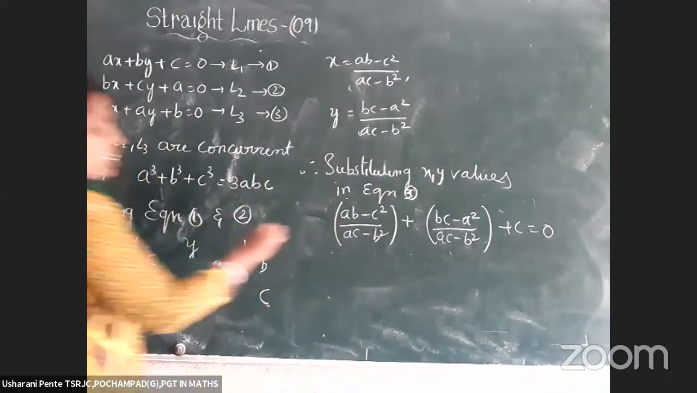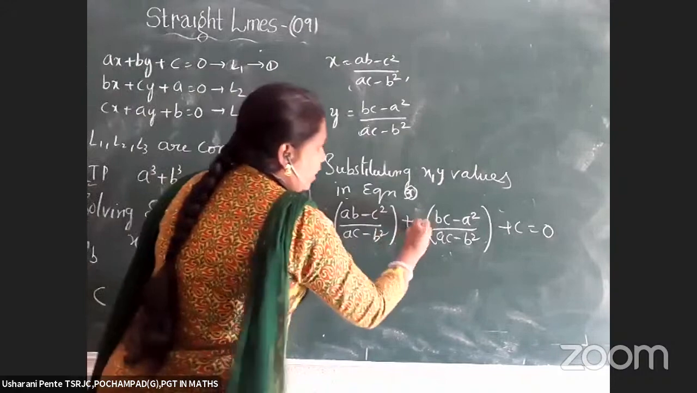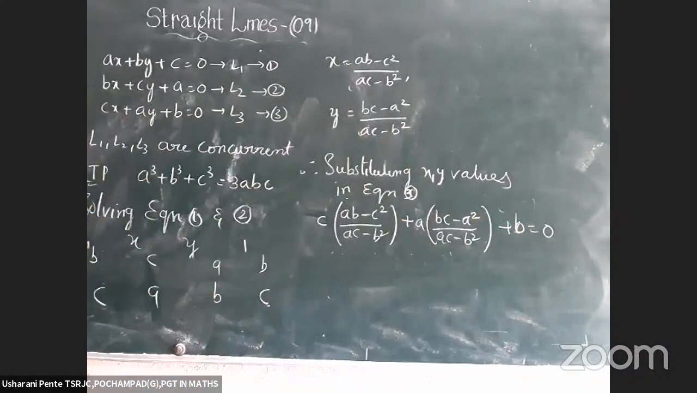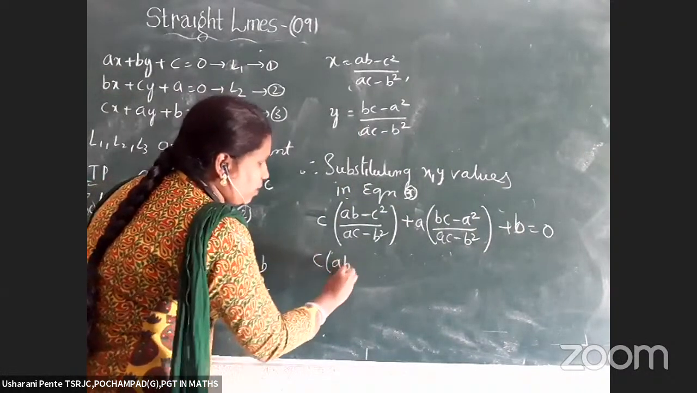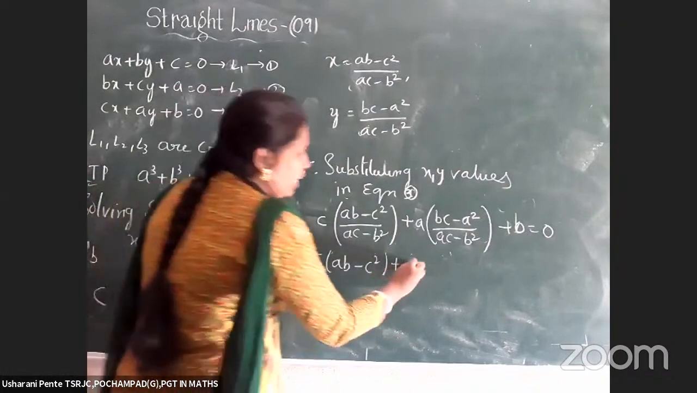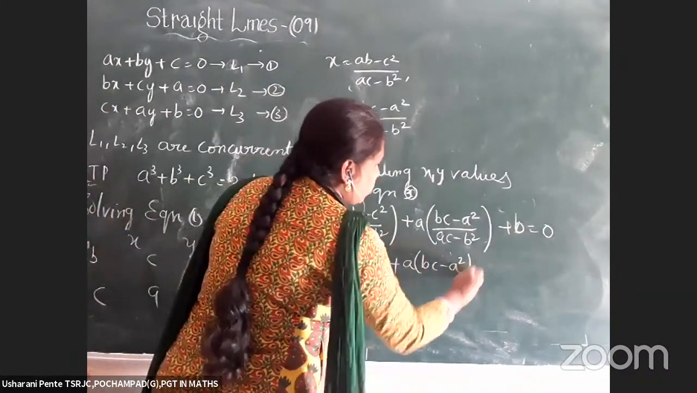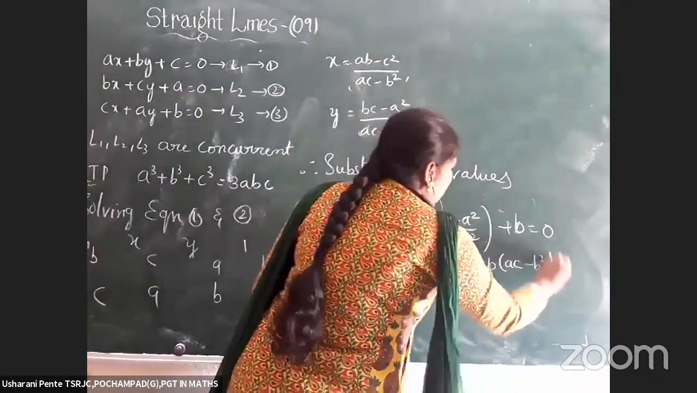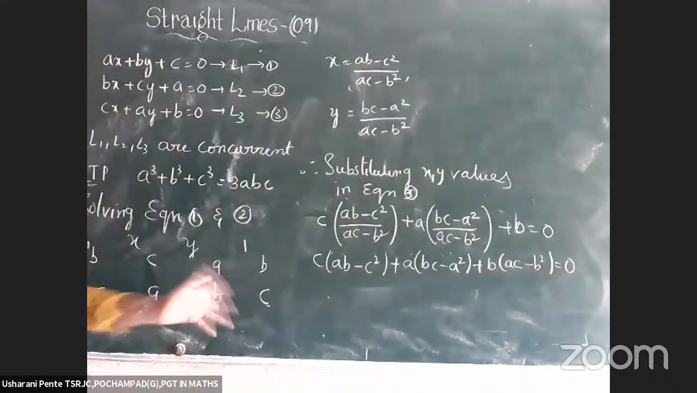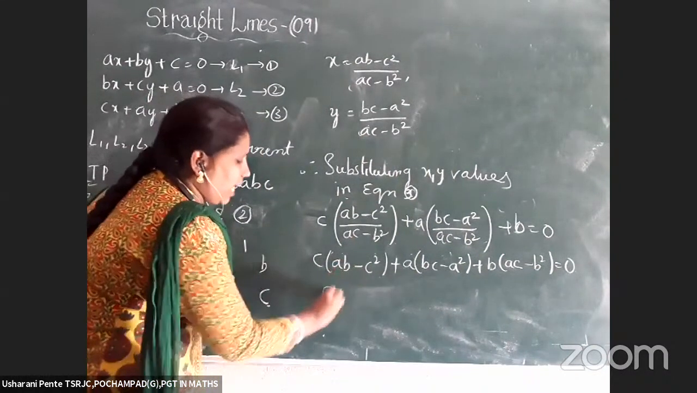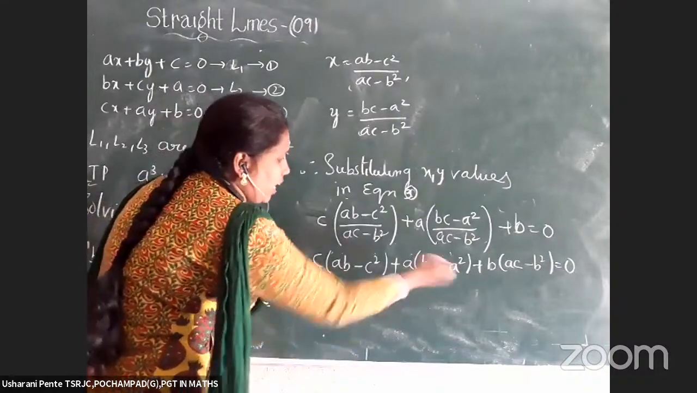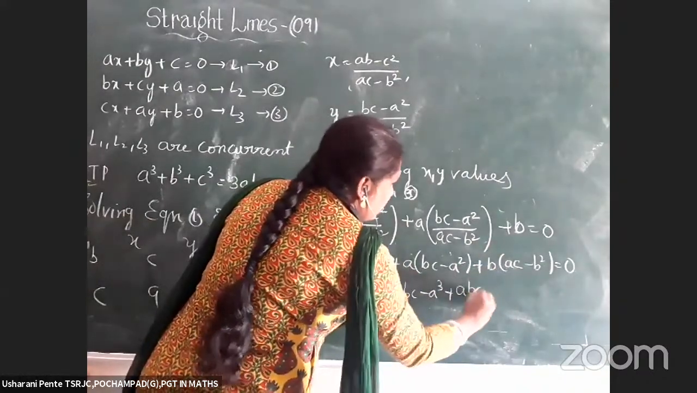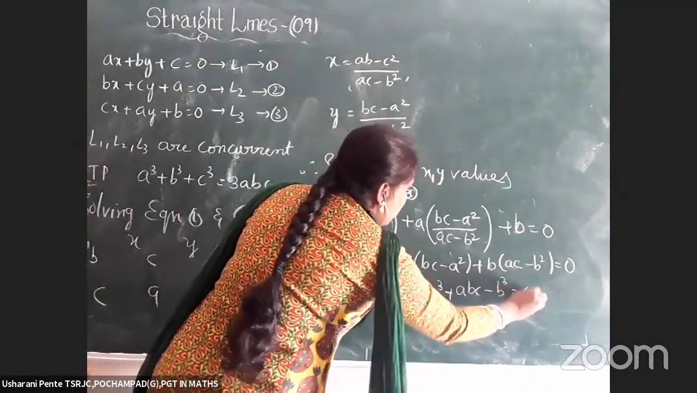That is, C into X plus A into Y plus B is equal to 0. Then C into (AB minus C square) plus A into (BC minus A square) plus B into (AC minus B square) is equal to 0. Then if I multiply C inside, I'll get ABC minus C cube. A inside, then ABC minus A cube. If B inside, then ABC minus B cube is equal to 0.